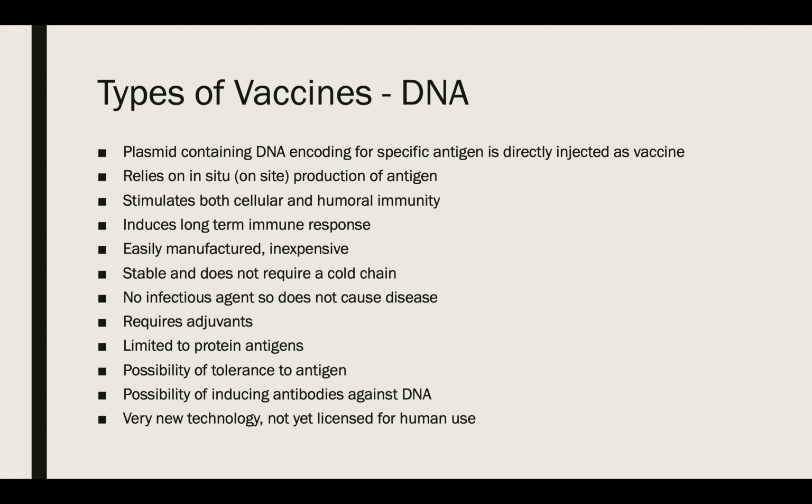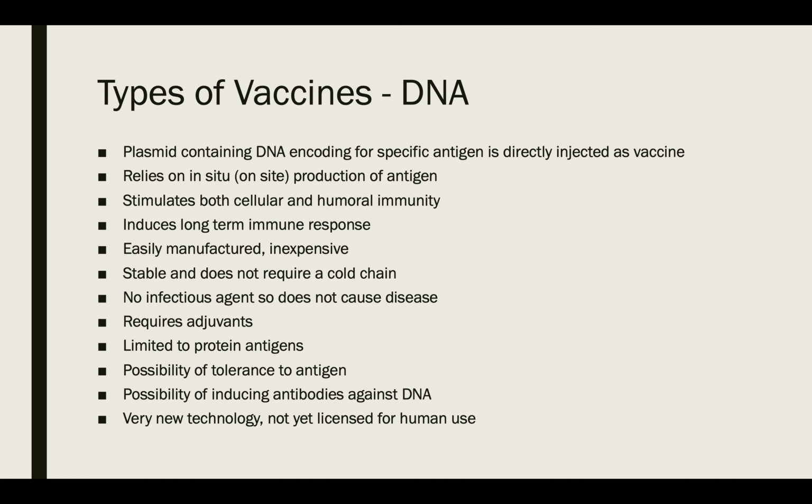They rely on in situ production of antigen, so on site. Once that plasmid is injected, say into your arm, your body cells are going to take up those plasmids, and it's going to require that your body makes those antigens right there. If for some reason it doesn't work, you're going to have vaccine failure. These can stimulate both cellular and humoral immunity. They induce long-term immune responses. They're very stable. They don't require a cold chain.